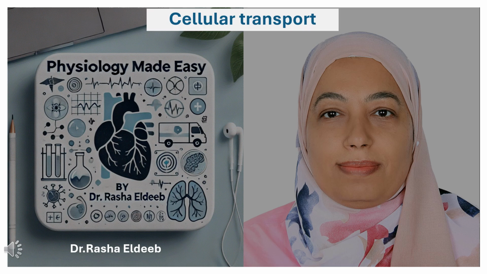Got it. But I'm guessing not everything needs a special pass to get through, right? Absolutely. There's got to be some things that just slip right in. You got it. Those small uncharged molecules, oxygen, carbon dioxide, they just glide right through. Straight through the membrane, right through the lipid bilayer, no problem. It's called simple diffusion. And it's all driven by this thing called a concentration gradient. It basically means they move from where there's a lot of them to where there's fewer of them.